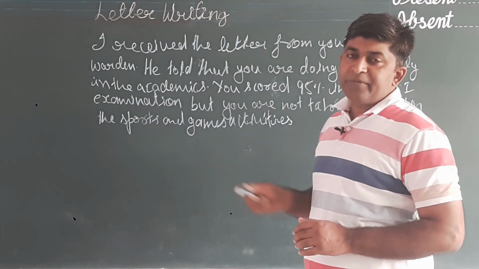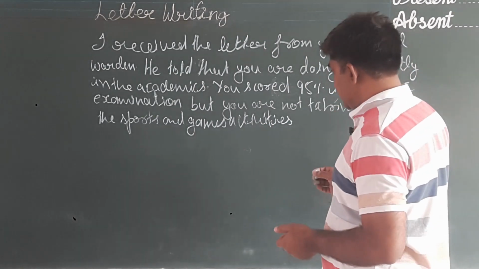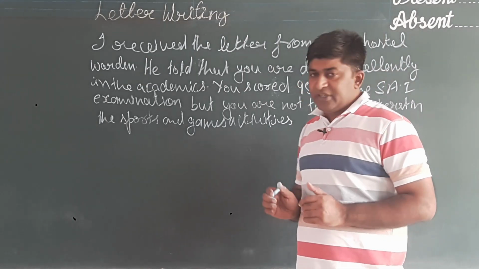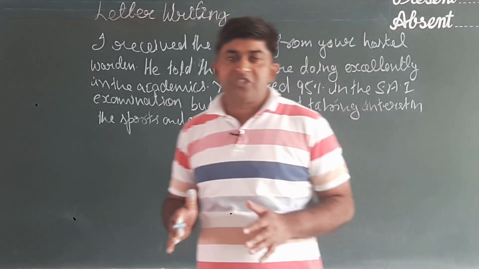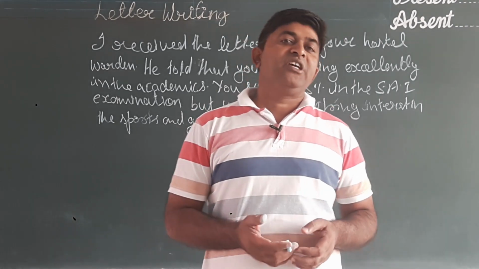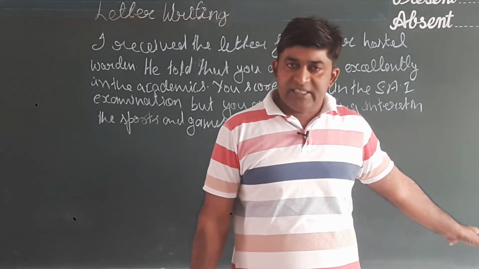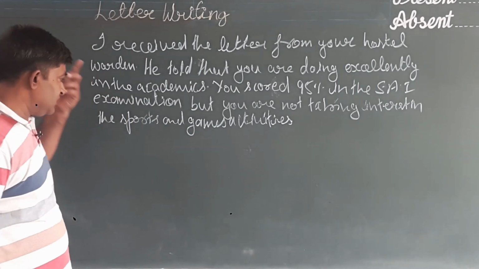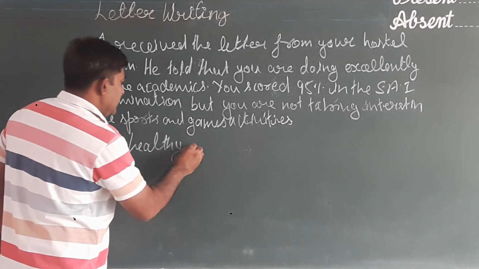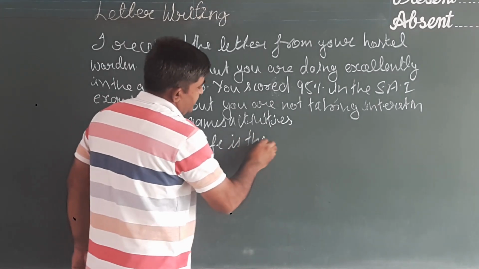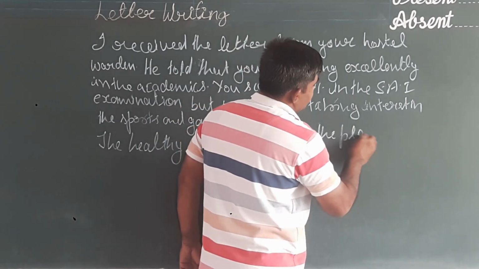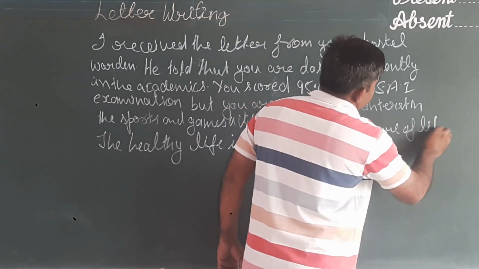But as he was informed by the hostel warden that the child is not taking interest in the sports and games activities, from here we shall start paragraph number 2, in which we shall mention the scope of sports in life. As a father, how he motivates the child to come forward and take participation in the sports activities, we shall write in the second paragraph. Okay, now let us start writing. A healthy life is the key to the pleasures of life.